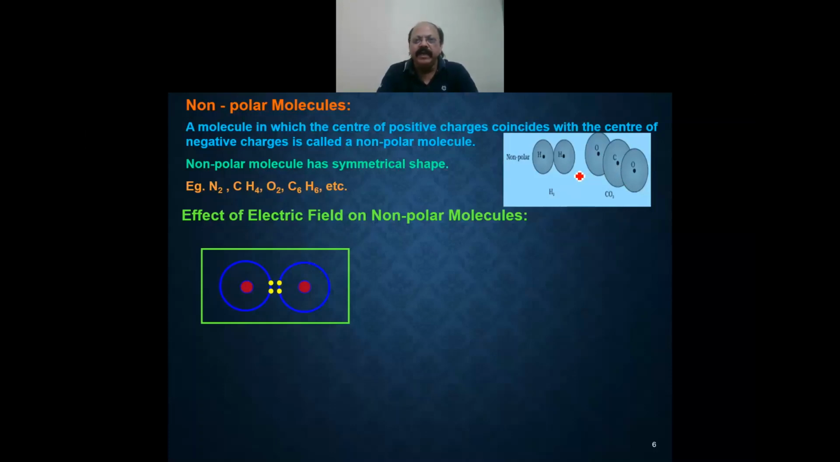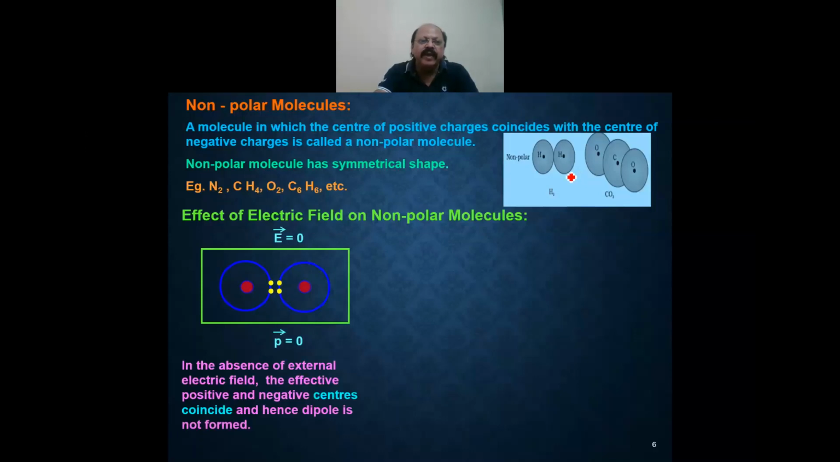The center of positive charge coincides with the center of negative charge, due to which the net dipole moment is 0. So non-polar dielectrics or non-polar molecules, in the absence of an electric field, do not have any dipole moment. You can see here in the diagram, the external electric field is 0 and therefore the electric dipole moment is also 0. In that condition, the centers of positive and negative charges remain coincident, so an electric dipole is not formed.